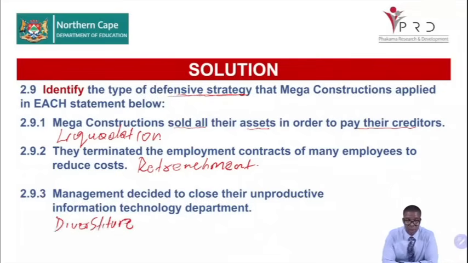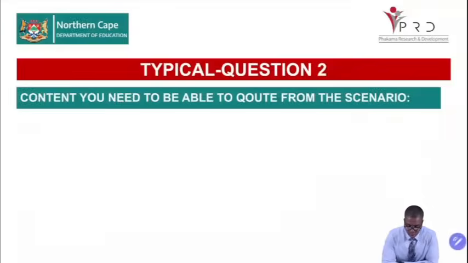This is the type of defensive strategy we would call divestiture. Now, we move. This is now a different action verb that we will be looking into. We will now look into content that you need to be able to quote from the scenario.